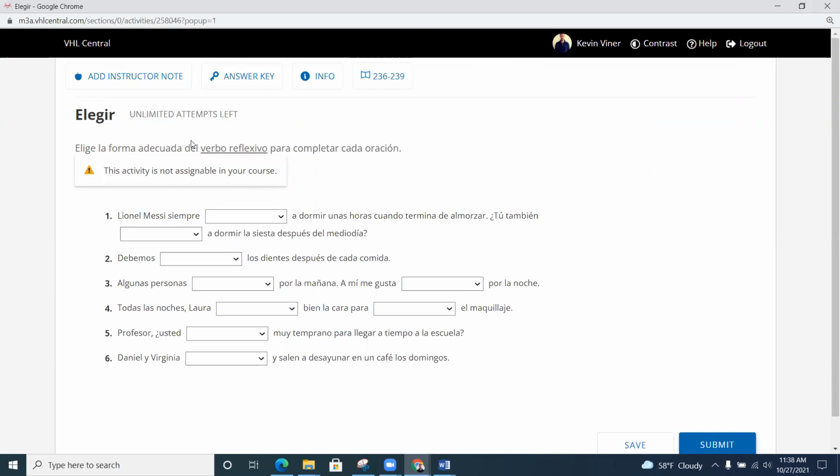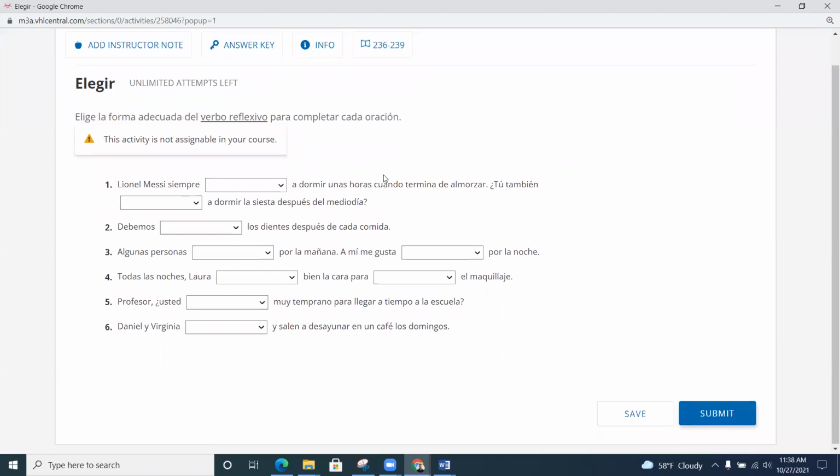Dice, elige la forma adecuada del verbo reflexivo para completar cada oración. So we have to make sure that it makes sense. So you guys know the drill. I'll tell you to pause, and then you pause the video, and when you're ready, you come back and see if the answer is right.